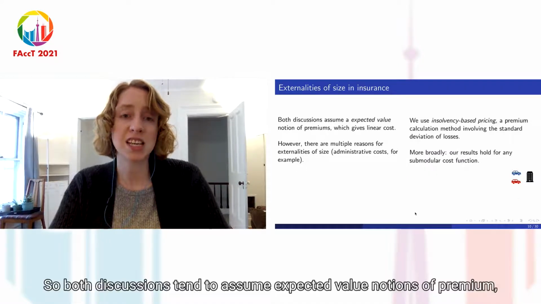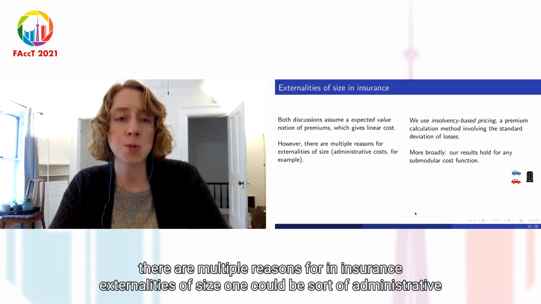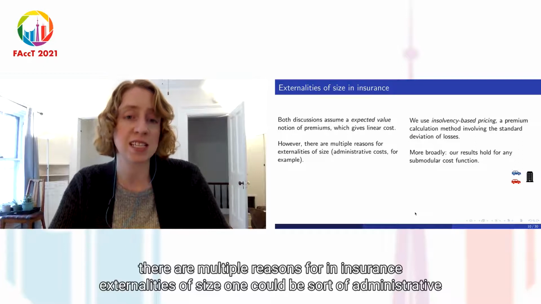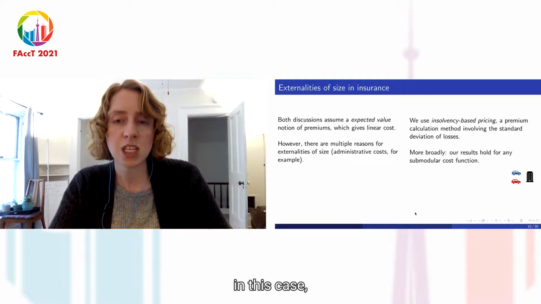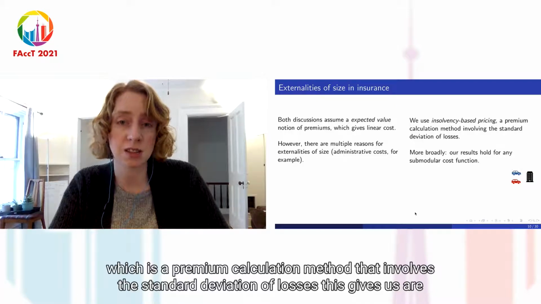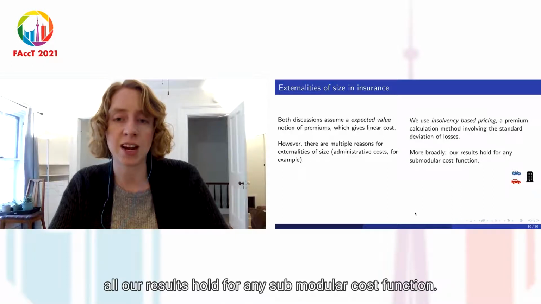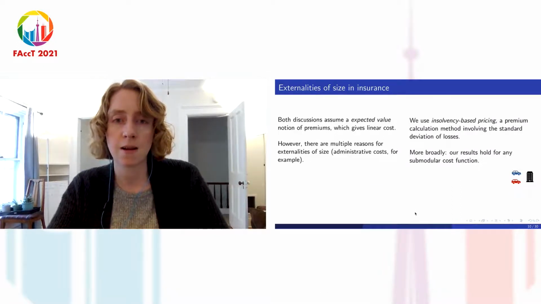So both discussions tend to assume expected value notions of premium, which, as we saw before, gives linear costs. However, there are multiple reasons in insurance for externalities of size. One could be administrative costs, for example. In this case, we use insolvency-based pricing, which is a premium calculation method that involves the standard deviation of losses. This gives us our externalities of size. But more broadly, all of our results hold for any submodular cost function.